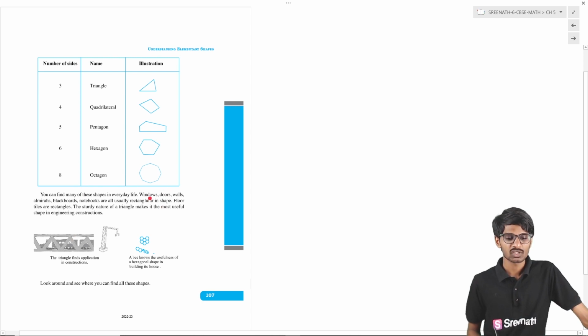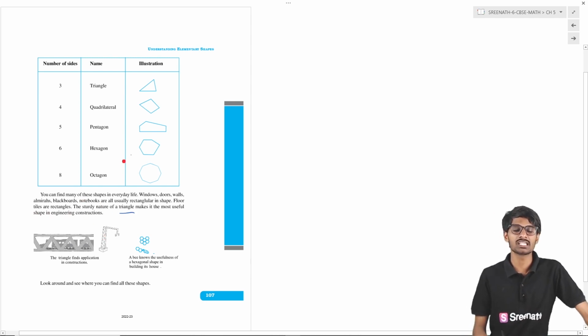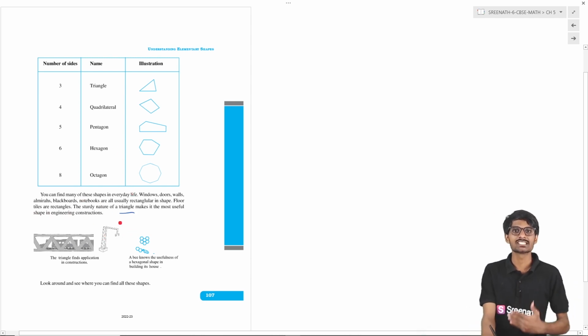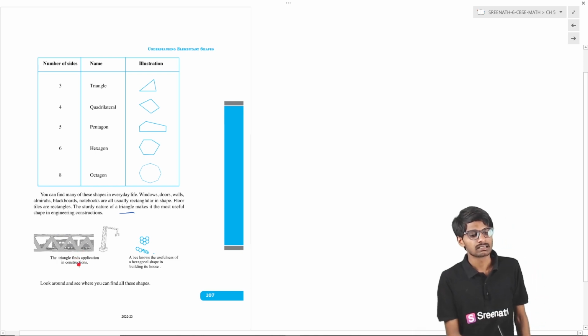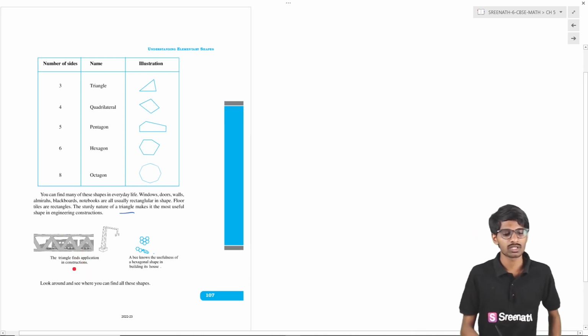For example, windows, doors, walls, almirahs, blackboards, notebooks. All these are commonly rectangular in shape. Floor tiles are rectangles. We know that the triangle's sturdy nature makes it the most useful shape in engineering construction. Its study is most helpful in engineering construction. The triangle finds application in construction.